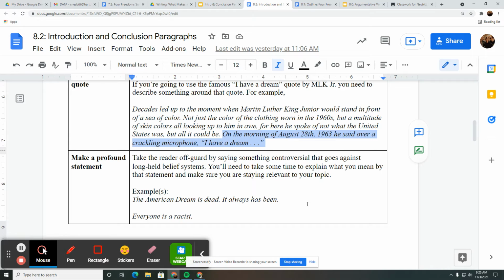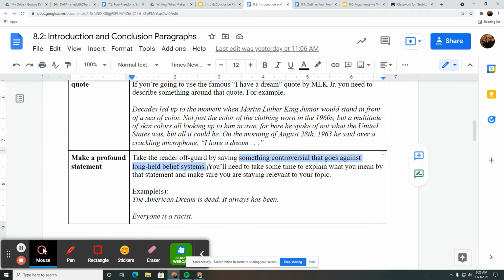And then finally, you can make a profound statement. So this profound statement technique and tactic is to take the reader off guard and automatically pique their interest. And you do it by saying something that's controversial, that goes against long held belief systems. And obviously, it needs to relate to your overall point of the essay. So you don't want to just say something controversial that has absolutely nothing to do with what you're talking about.